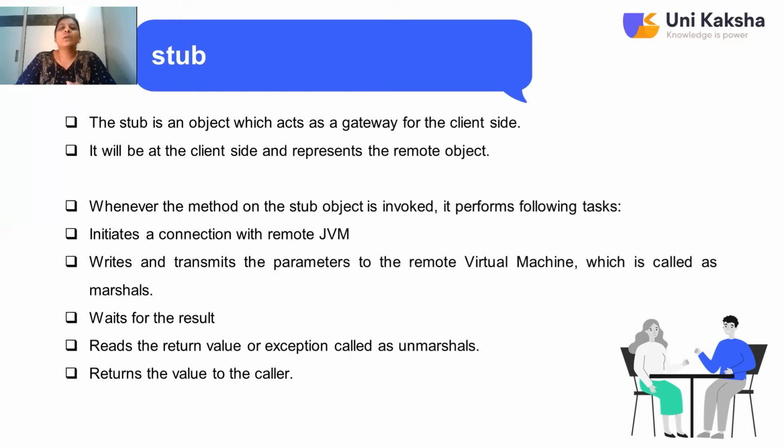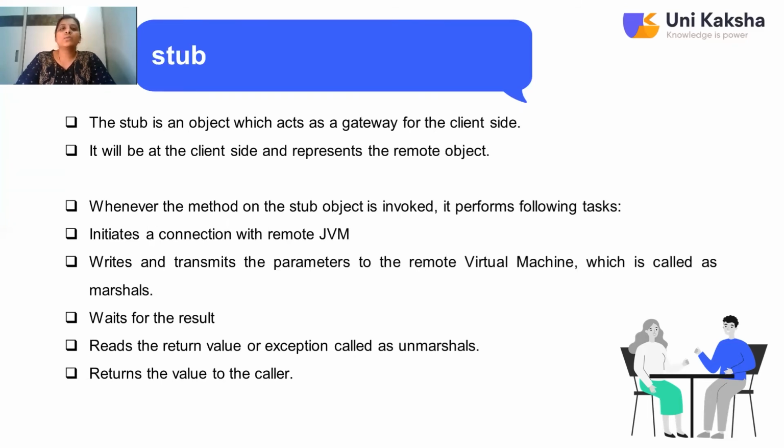Then second, it will write and transmit the parameters to the remote virtual machine, that is remote JVM, which is considered as a marshal. The entire operation is called a marshal operation. Then it will wait for the result, it will read and return the values or exceptions. This procedure is considered as an unmarshal.